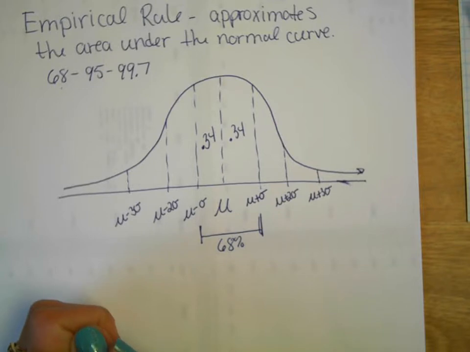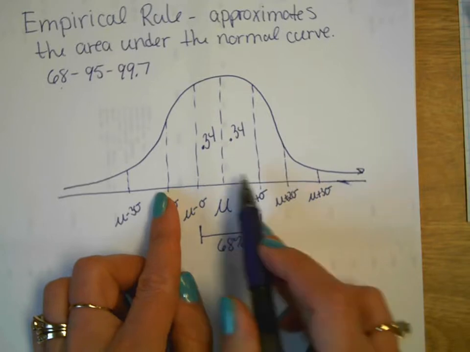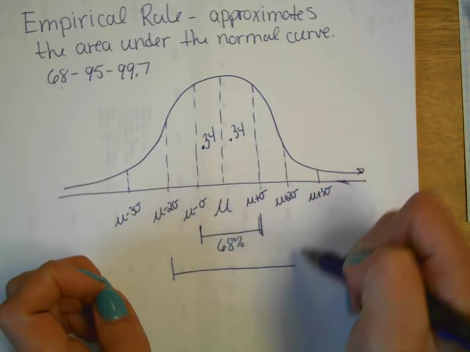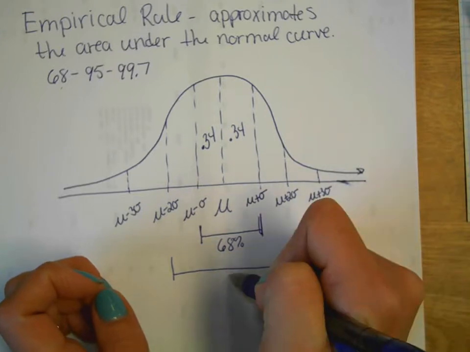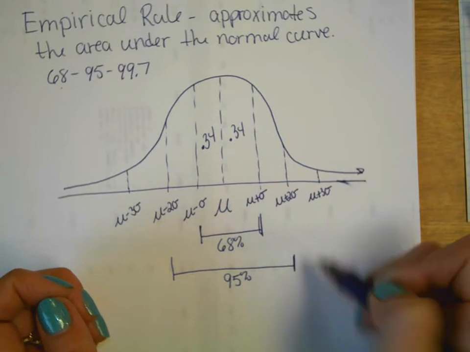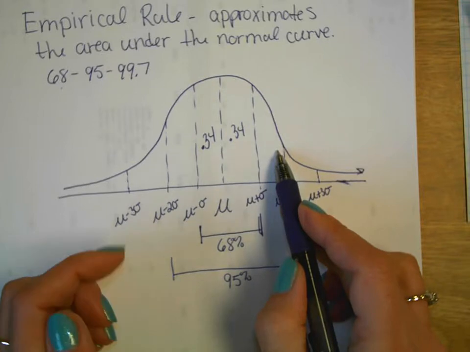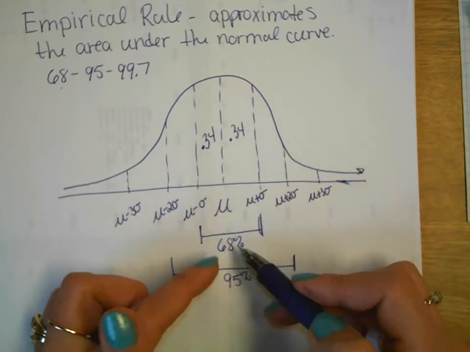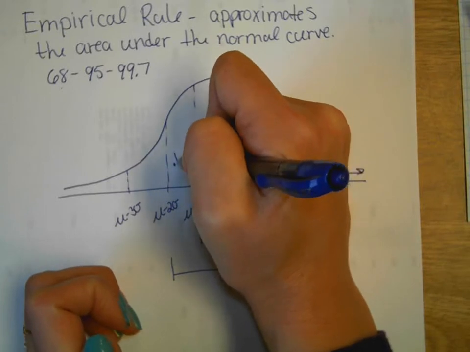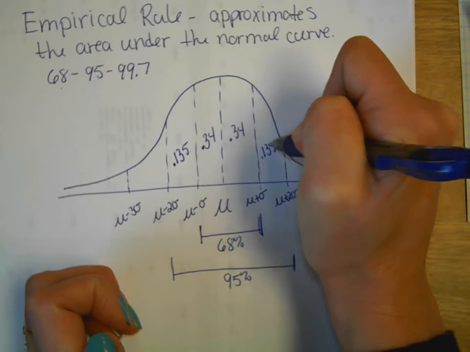The 95 meant if I went from the mean and go out 2 standard deviations, that would be these 4 pieces here. Those 4 pieces would contain 95% of your data. And we did the math already. 95 subtract 68 divided evenly, we had 13.5% in each of these little slivers.